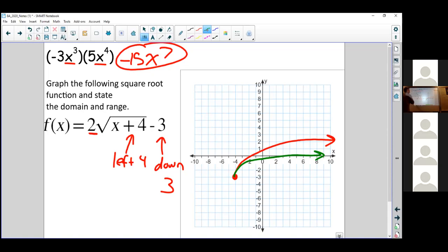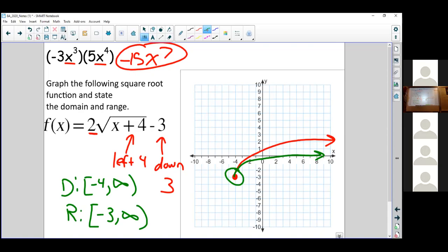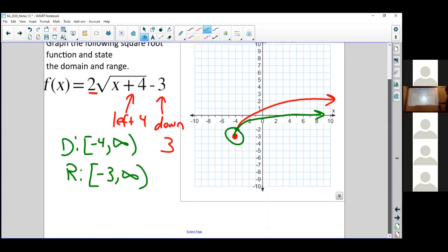The domain of this one, being that we're going to look at our starting point right here, it's going to start at -4, hard bracket, to infinity. My range is going to go from -3 to infinity. And that's what's taking place there. Okay. I think I've answered all the questions there.